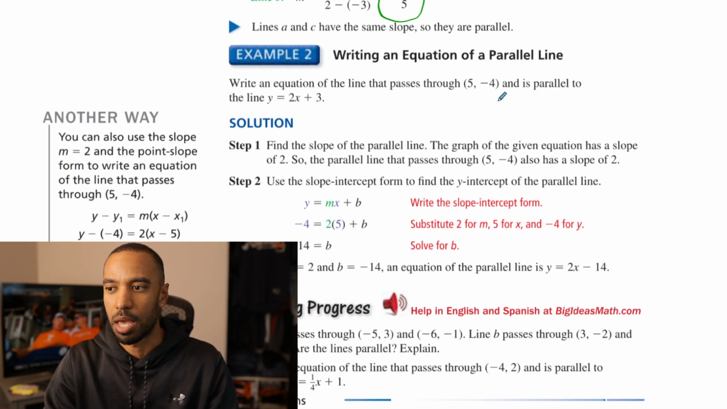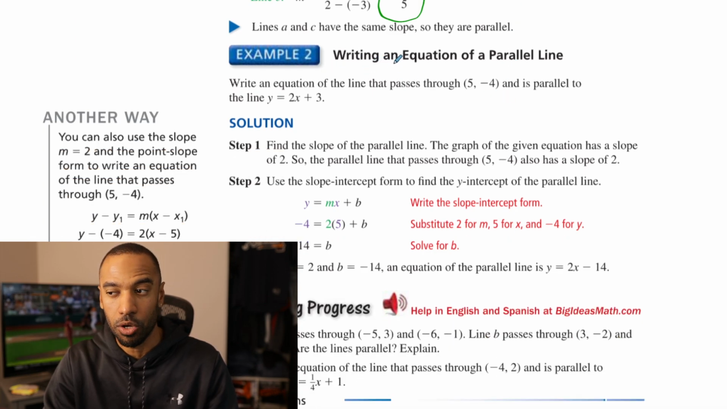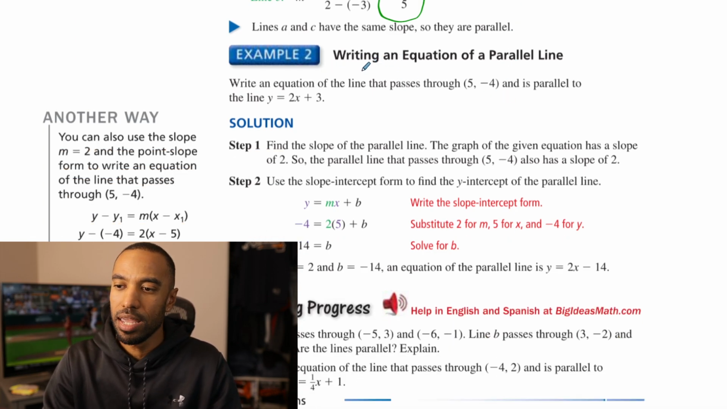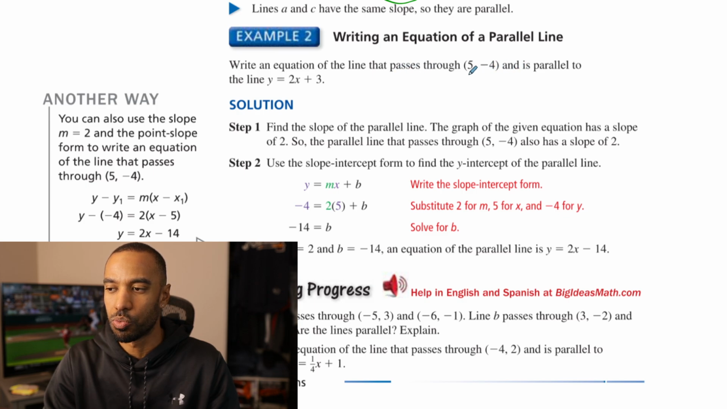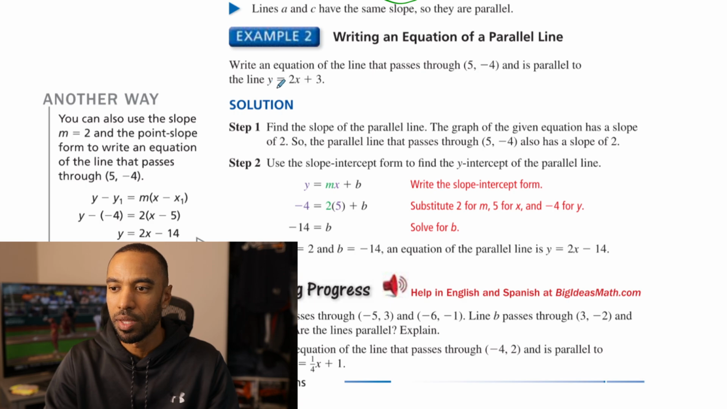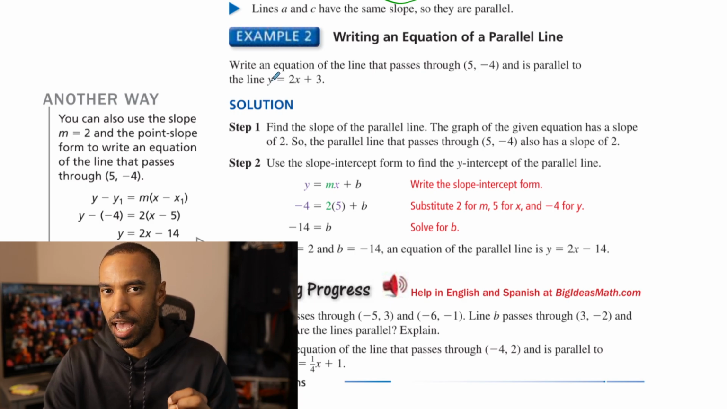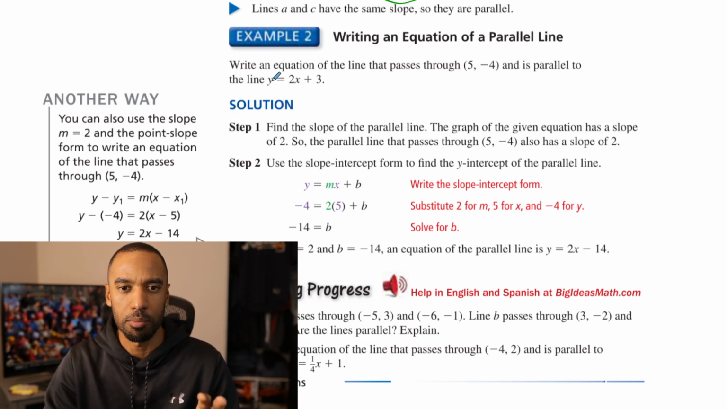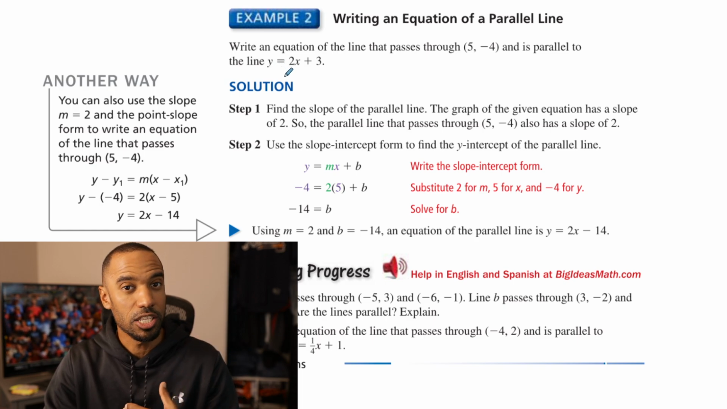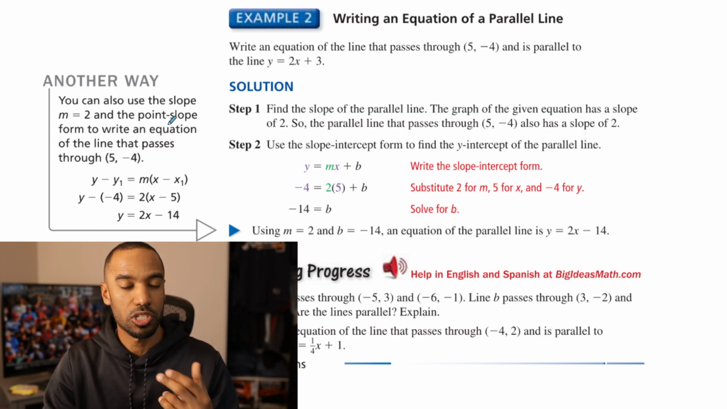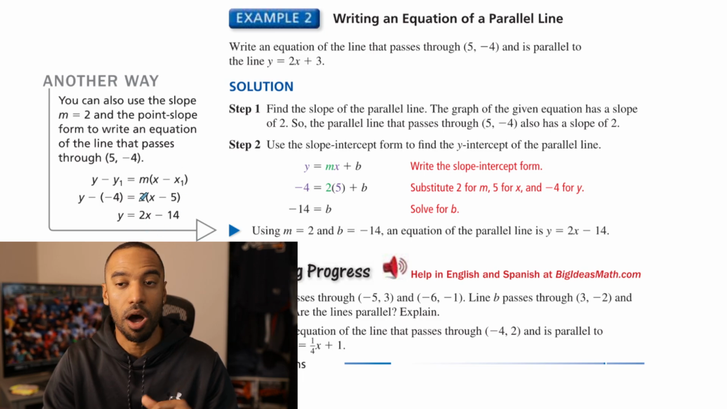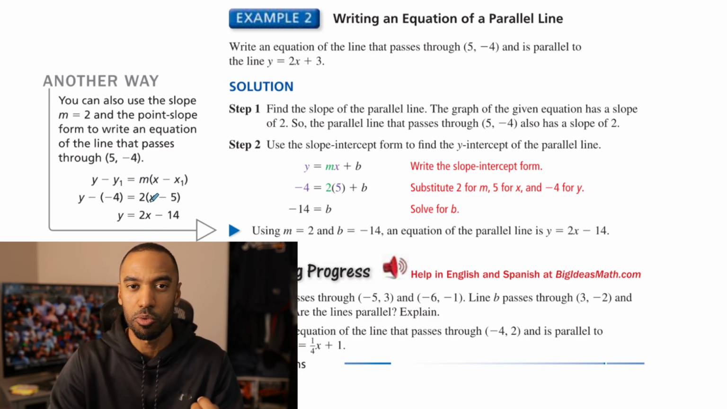Okay, second example, writing an equation of a parallel line. Write an equation of the line that passes through the point 5, negative 4, and is parallel to the line y equals 2x plus 3. Now, we don't need to graph this, and it depends on which form you want to go with. And what excites me here is we just came off point slope form, and they're showing you alternatively that you can do this using point slope form.